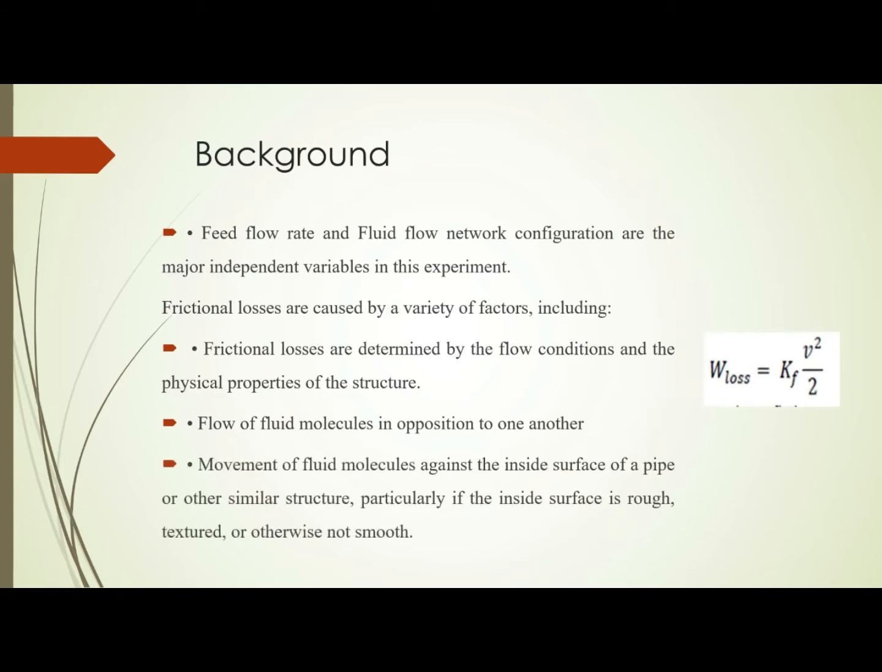Okay, then the fluid flow rate and the fluid flow network configuration are the major independent variables in this experiment. There are some factors for frictional losses, which are determined by the flow condition and the physical properties of the structure. Second is the fluid molecules flowing in opposition to one another. And third is the movement of the fluid molecules against the inside surface of the pipe or similar structure.